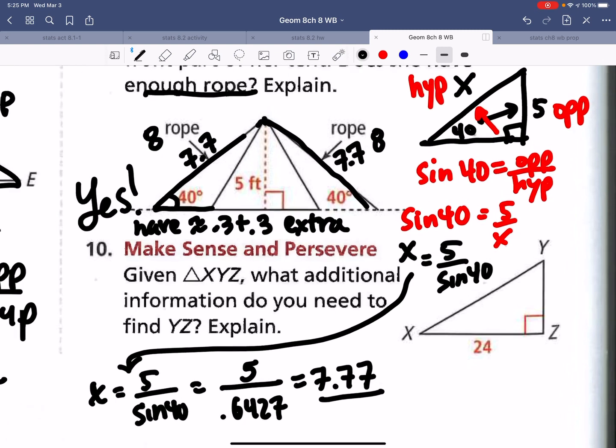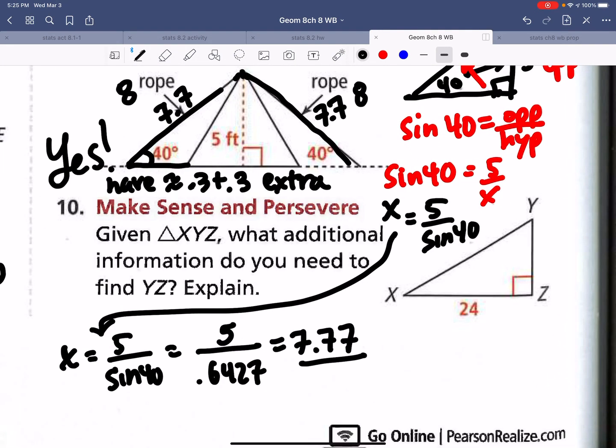Okay, let's take a look at 10 and make sense. So given this triangle here, right? What additional information do I need in order to find this side xz? So let's say we call that x. What else do I need?